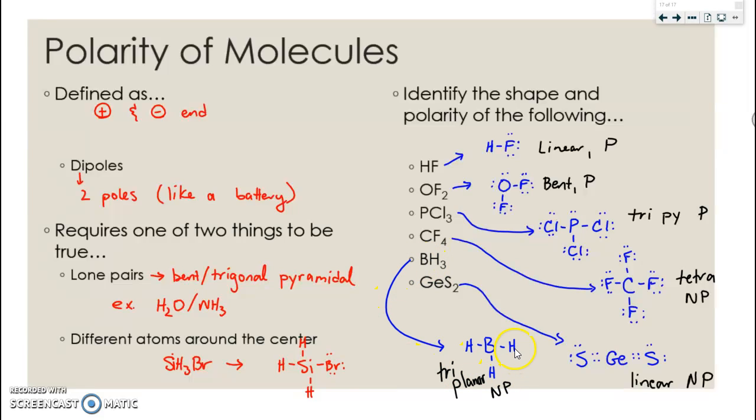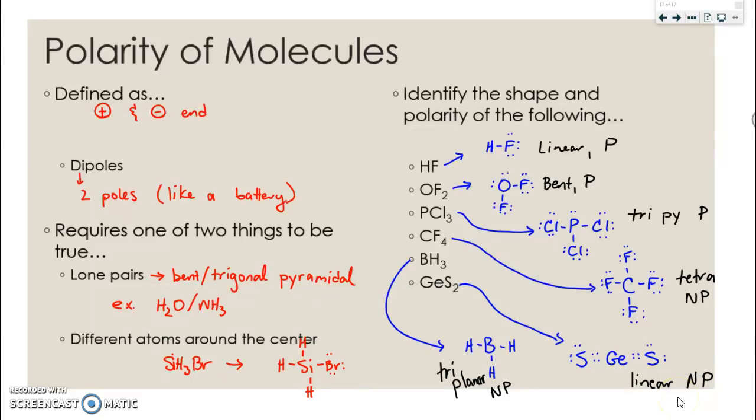BH3 has three things bonded, no lone pairs because boron is an exception. And because everything is the same, it's nonpolar. And then GeS2 has to have some double bonds in there. It's fine if you use lines there as well. But it has two things bonded. And since they're the same, and there's no dots on the Ge that are by themselves, it's nonpolar.